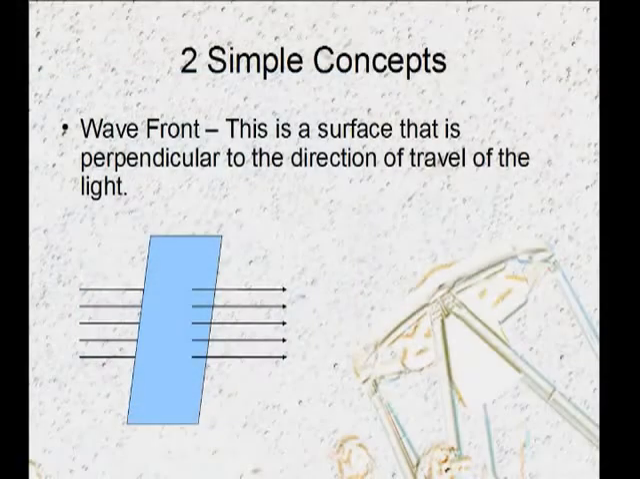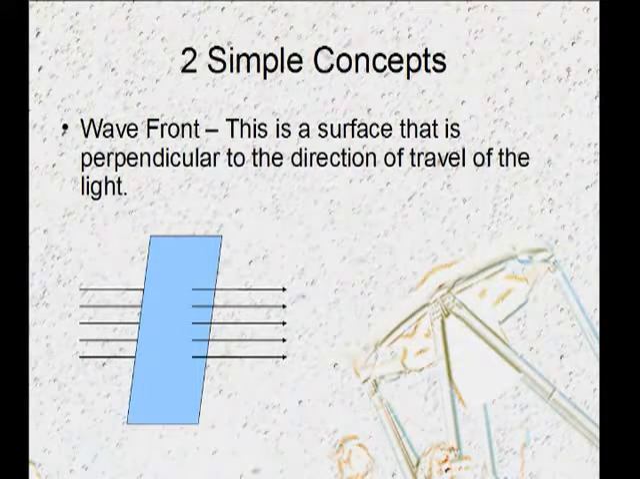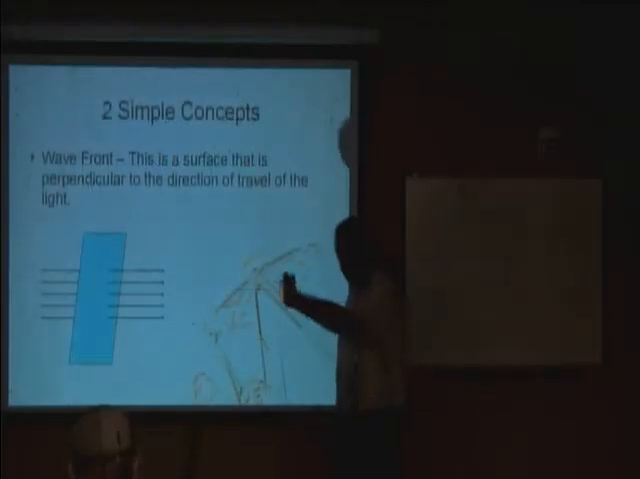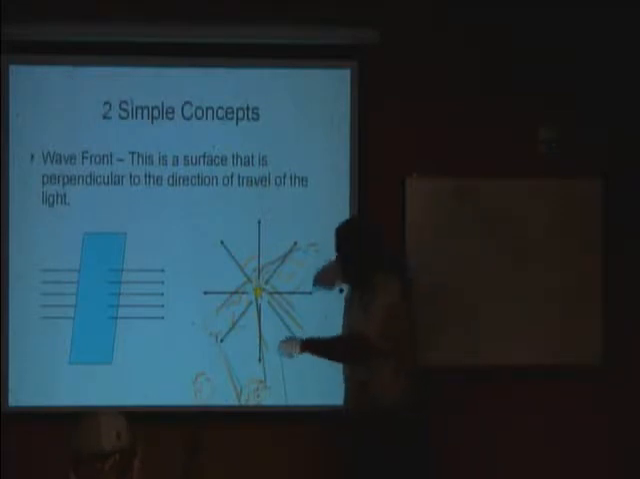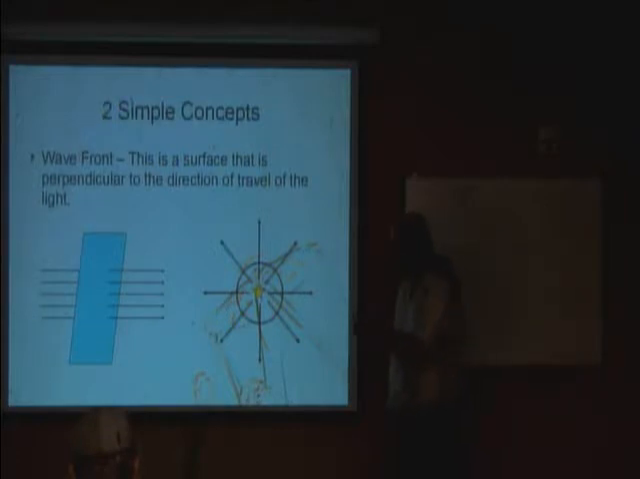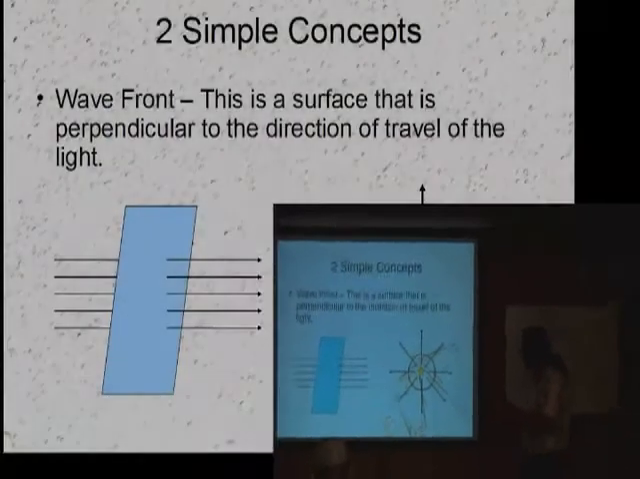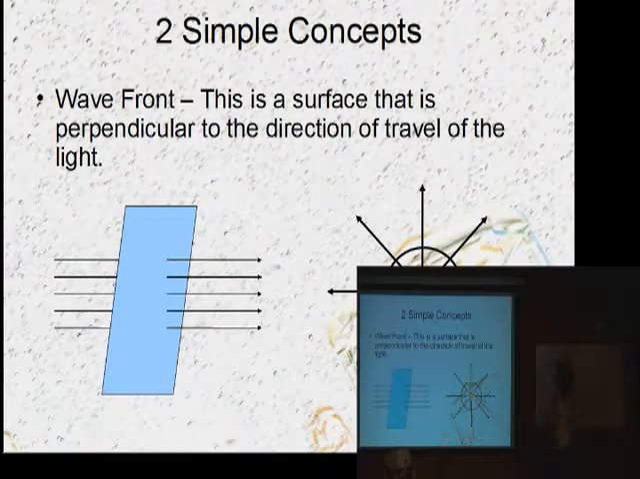The other simple concept is the idea of a wavefront. This is the surface that is perpendicular to the direction of travel of the light. That sounds complicated, but it's not so hard. If you look, this is the direction. The arrows are pointing towards the right-hand side of the screen, so the surface will be up and down in this case. The wavefront will be up and down. Or in this circle, they're all going outwards, and so there's a circle. In the case of a star, the light is going out in all directions, so there's a circular surface.